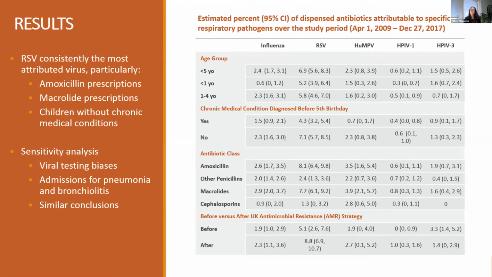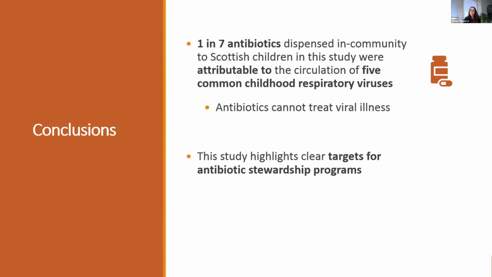Now, as you might know from your personal experiences, when you go in with respiratory illness, you're not always tested to confirm what virus you have. So to look at these potential testing biases, we looked at hospital admissions for pneumonia and bronchiolitis, which are largely caused by viruses, and particularly for bronchiolitis admissions, around 85% are due to RSV in children. And in this analysis, we found roughly similar conclusions. So again, supporting this idea that a high degree of antibiotic dispensing can be attributed to the circulation of these viruses.